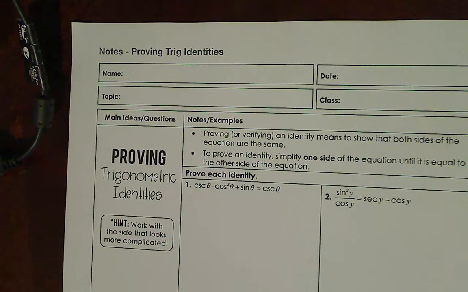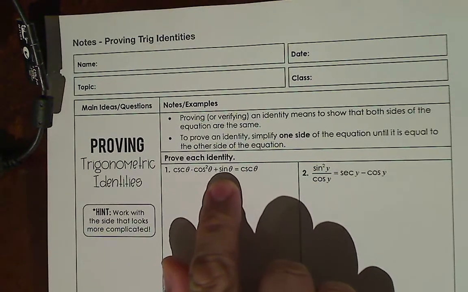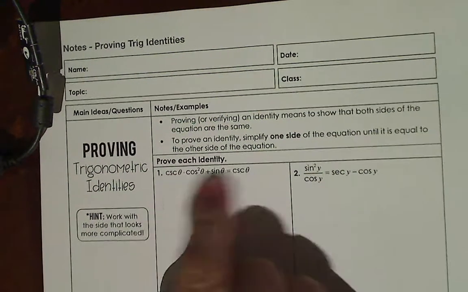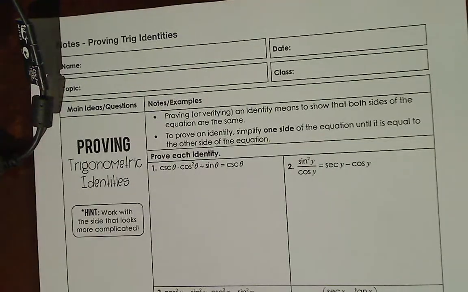But what you're trying to do in this case is to show or prove or verify that you have the left side of an identity equal to the right side of the identity. Okay. And when you prove, you're trying to use all your identities to make the left side look just like the right side. Or in some cases, the right side look like the left side, depending on what it is.